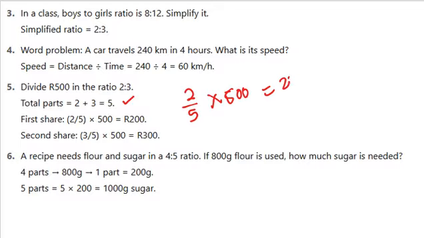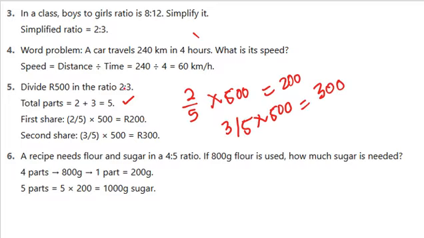Okay, then you're gonna get 200. Then to get how much the 3 quantity will get, you're gonna say just 3 over the total, 5, times 500, same 500, and this is gonna give 300. So that's how you can divide 500 to this ratio. Okay, so this is the method of doing it.